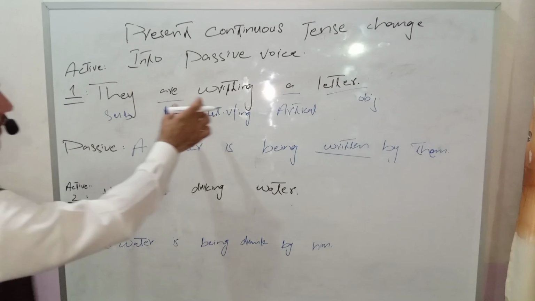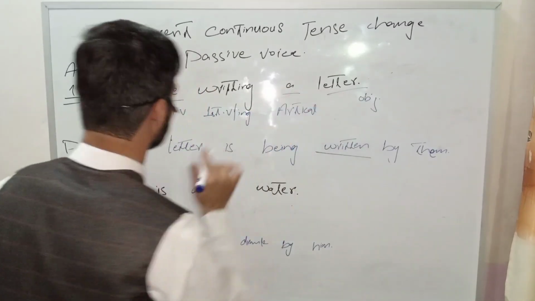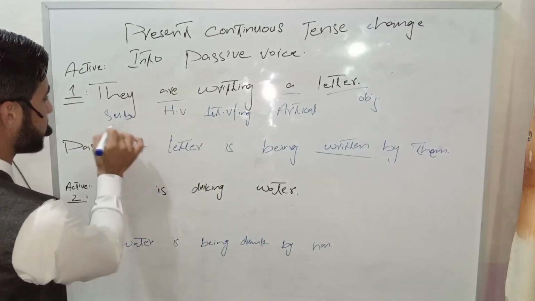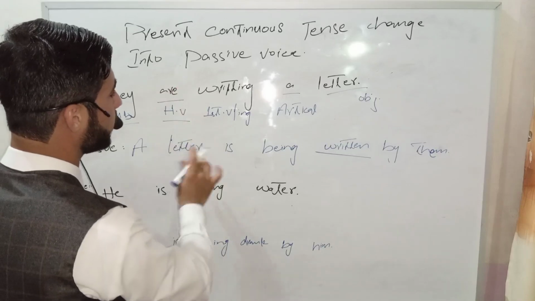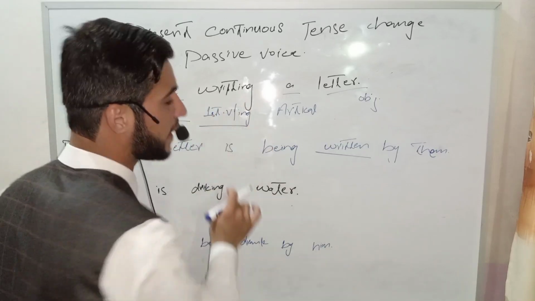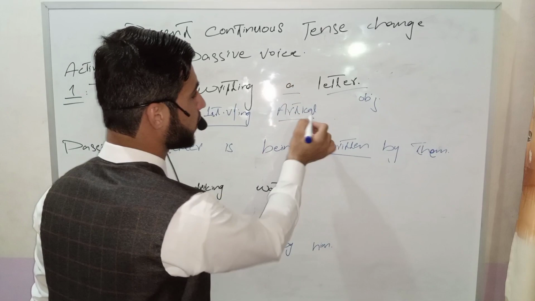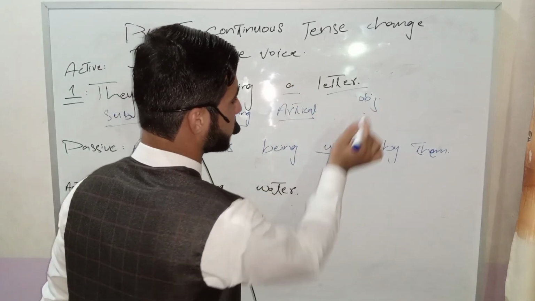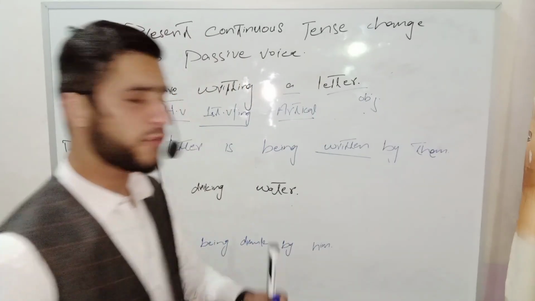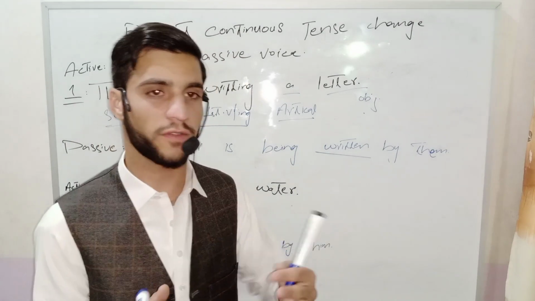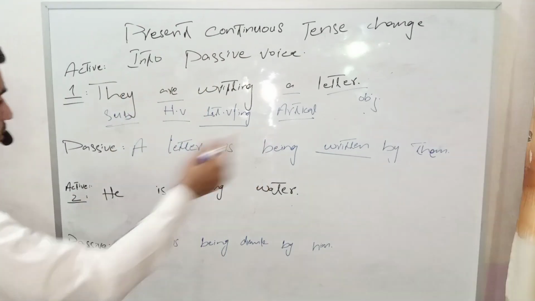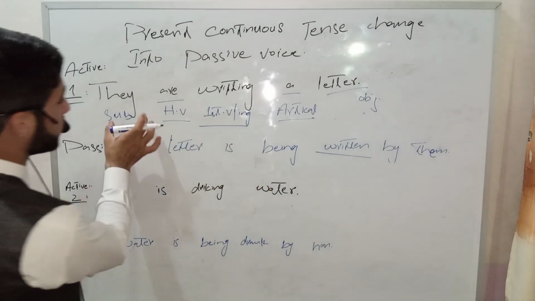So, they are writing a letter. Now "they" is our subject, "are" is our helping verb, and "writing" is our first form verb with ing, and "a" is our article and "letter" is our object. Now before, I told you people some rules of passive voice. Now come to the passive voice sentence.